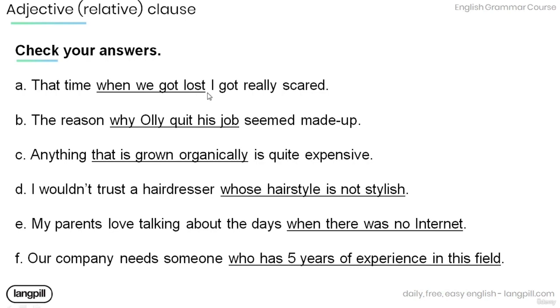When we got lost, why Ollie quit his job, that is grown organically, whose hairstyle is not stylish, when there was no internet, who has 5 years of experience in this field.